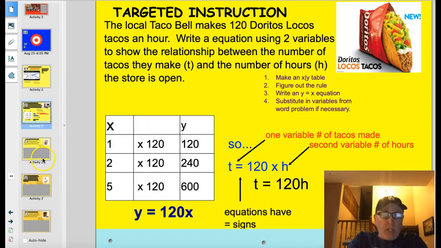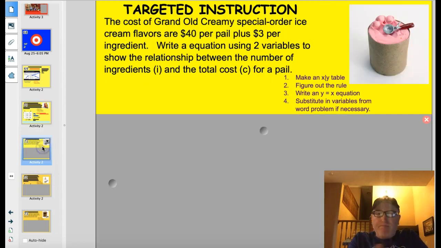All right, let's take a look at another problem, and then I'll have you try a couple. The cost of Grand Old Creamery special order ice cream flavors, they're delicious by the way, are $40 per pail plus $3 per ingredient. Write an equation using two variables to show the relationship between the number of ingredients, I, and the total cost, C, for a pail.